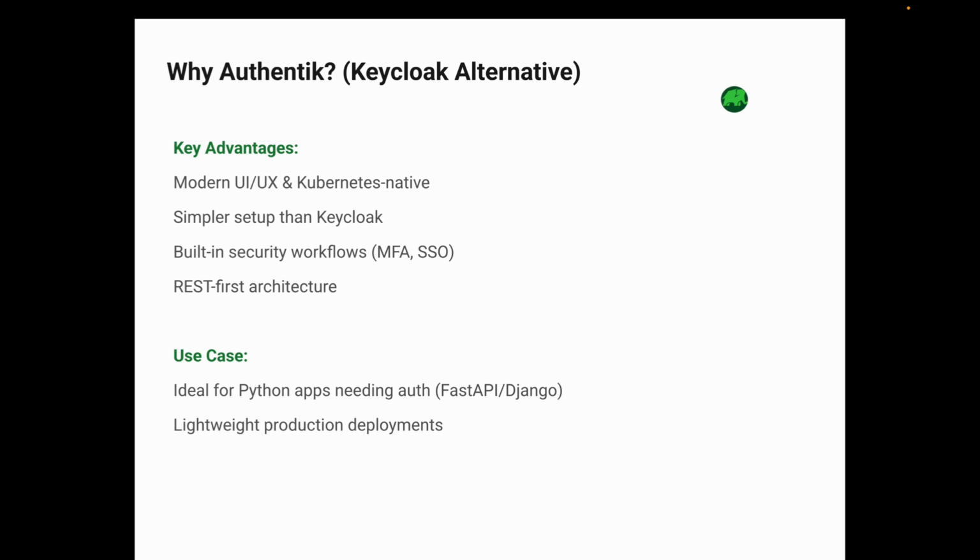Why Keycloak is powerful? Authentik offers key advantages for Python developers: simpler Kubernetes-native architecture, a beautiful modern UI out of the box, built-in MFA and passwordless flows, and a REST-first API design. It's perfect for FastAPI or Django apps needing production-ready auth without complexity.